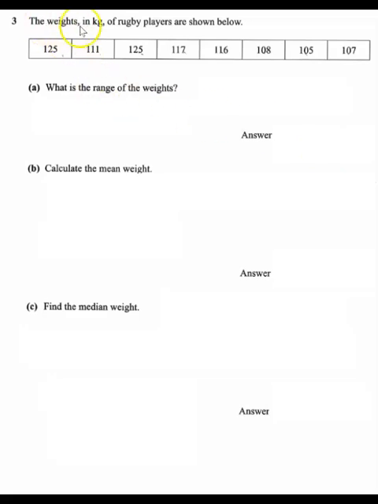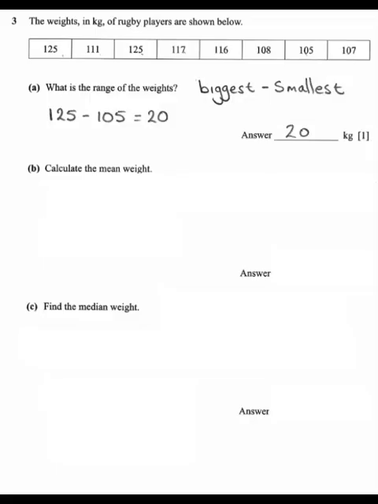Question 3 is the weights in kilograms of rugby players are shown below. You have all these numbers here of all the different weights, and it says what is the range of the weights. Now the range just means biggest take away the smallest. So what you do is you take the biggest number out of those sets of numbers and the smallest, and you take them away. So you should have 20 as the answer when you subtract those two numbers together.